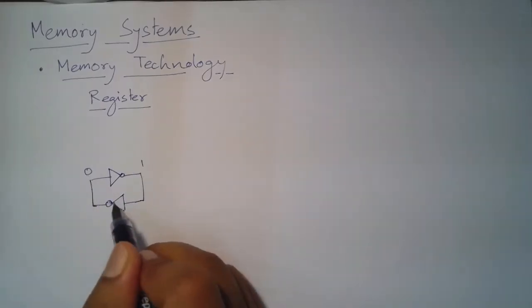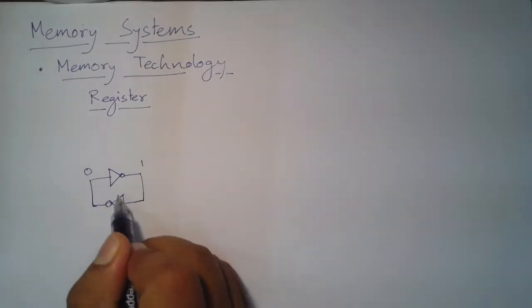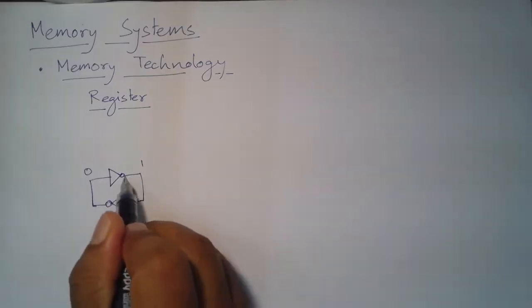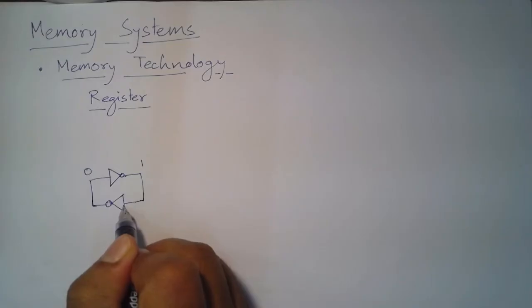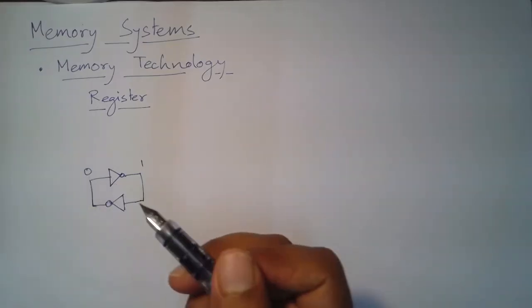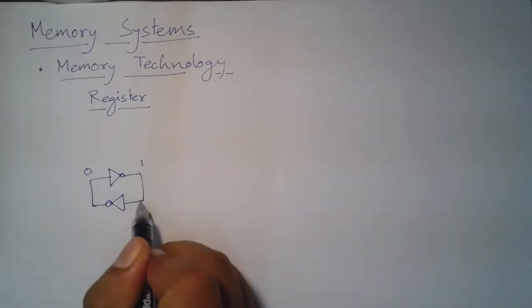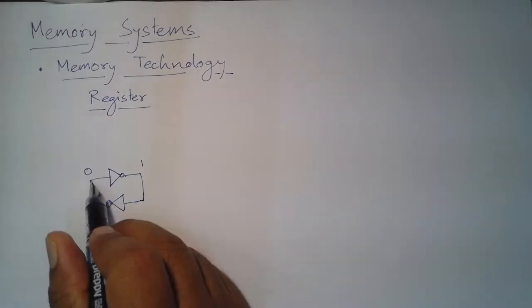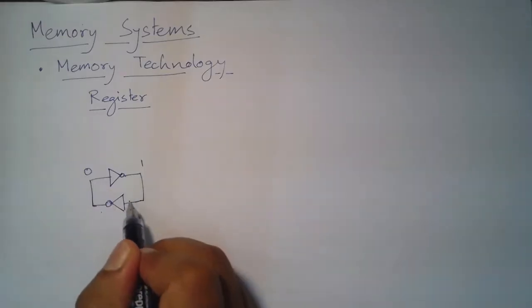Okay, so what I have done? I have connected two inverters back to back. So the output of this inverter is fed to the input of this inverter, and the output of this inverter is fed as an input to this inverter. So the input to this inverter is 1 and the output will be 0, and then 0 will be fed again and it will be 1 again.